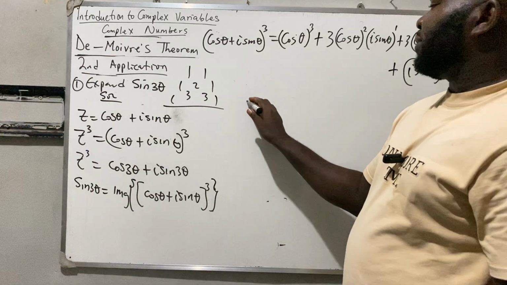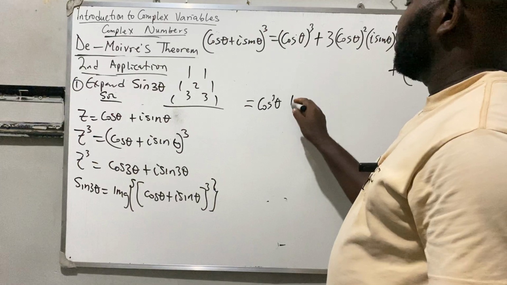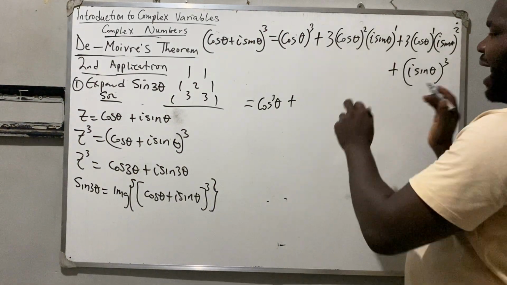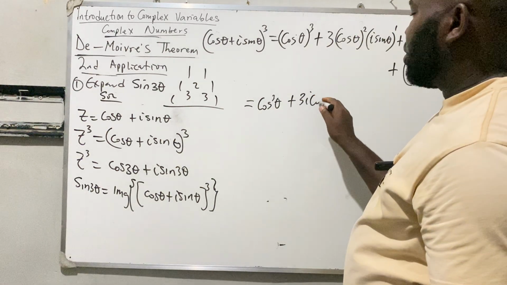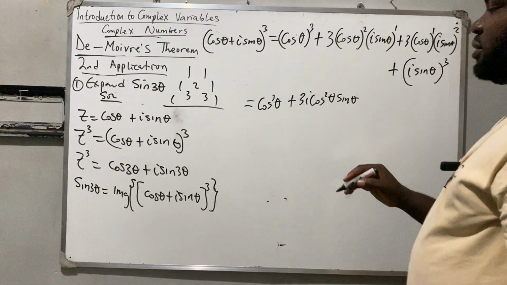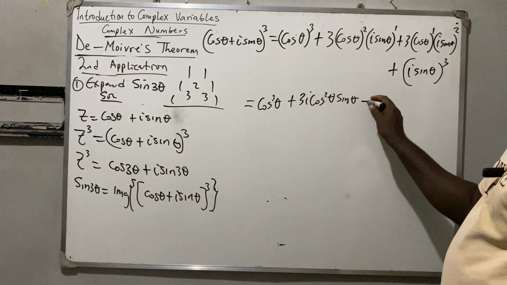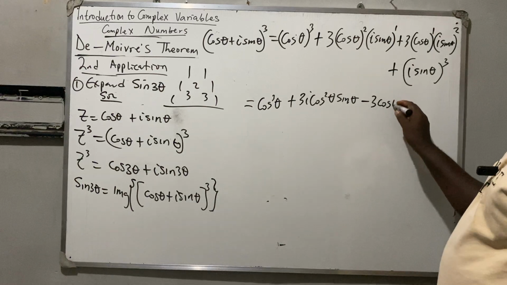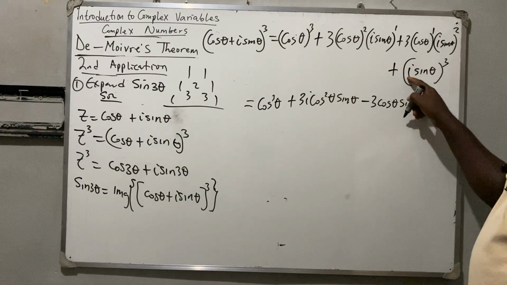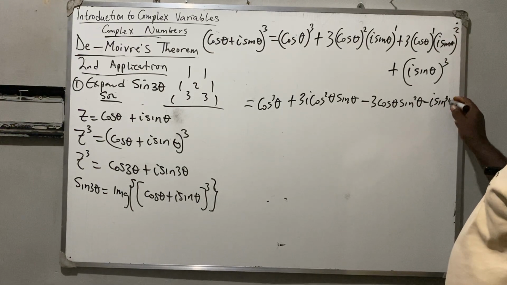Okay? So if I expand that, this one will now be just cos 3 theta, plus this one will now be i raised to power 1 is i. So this is 3i cos squared theta sine theta. You see that? In this one, i squared is minus 1, so I'm having minus 3 cos theta sine squared theta. Then finally, i raised to power 3 is minus i sine cubed theta.